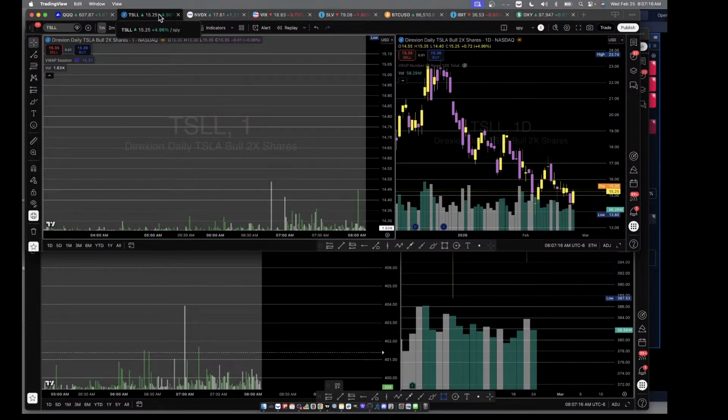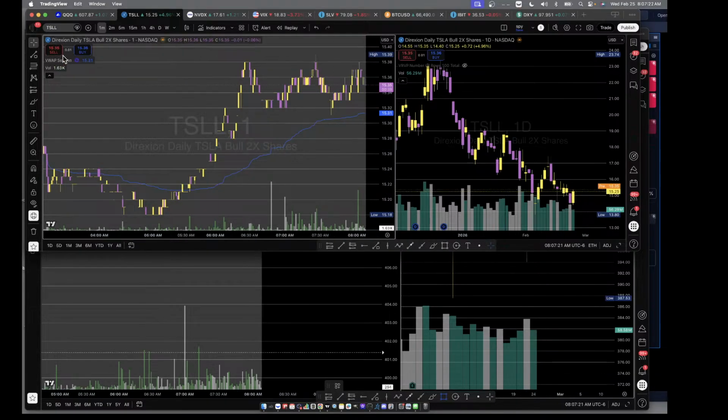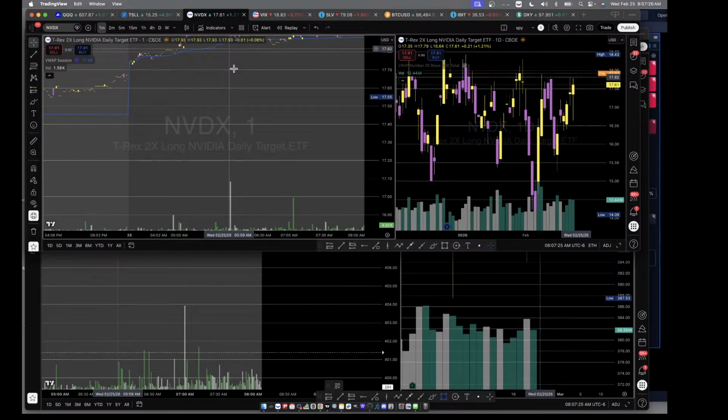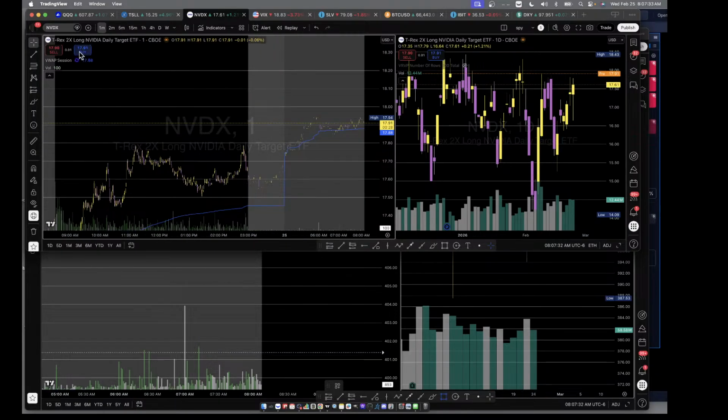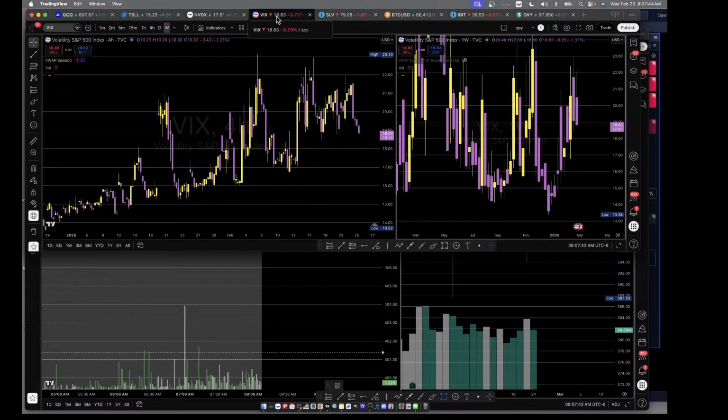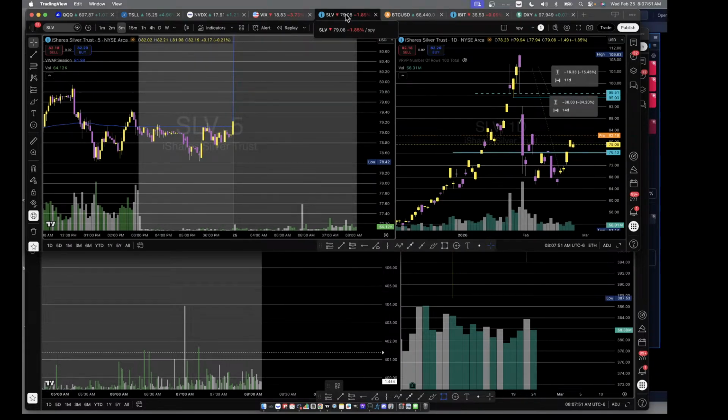TSLL is very liquid, only a 1 cent spread. I think it just tracks Tesla. It doesn't exactly. And there's also Nvidia ETFs. This one's a bull ETF, 2x long Nvidia daily target ETF. We want to also look at VIX. All right, volatility went down for a bit. So just hanging out right there.